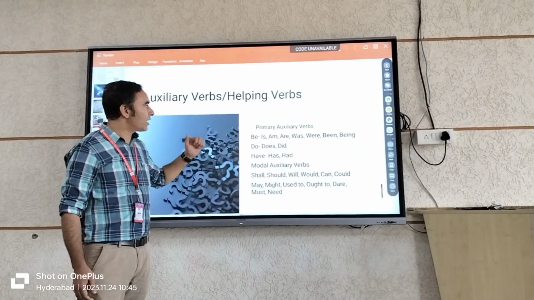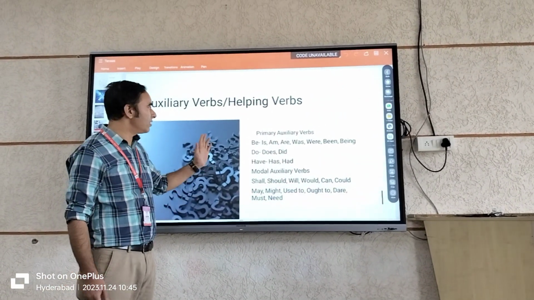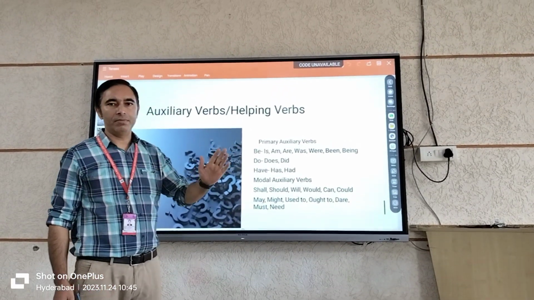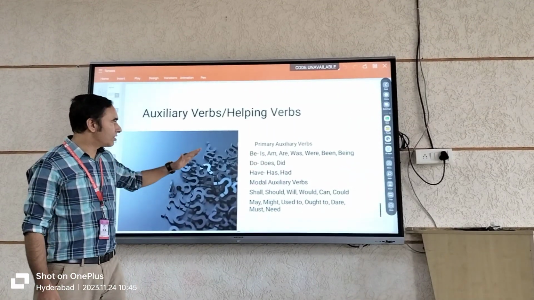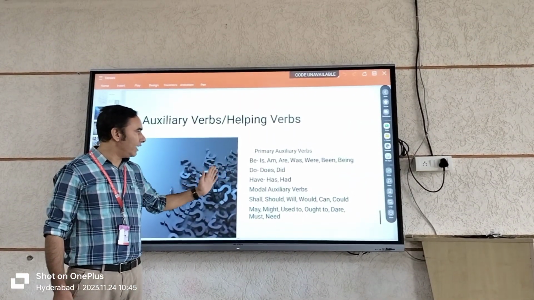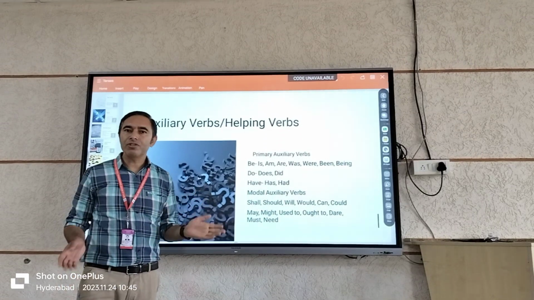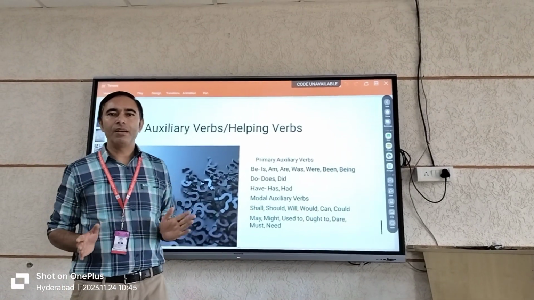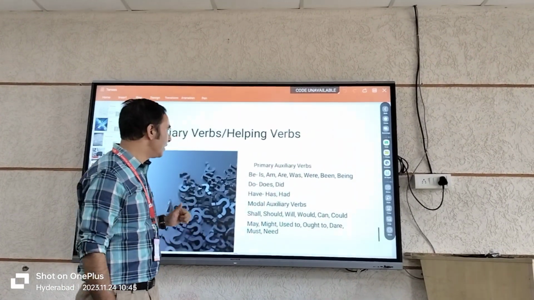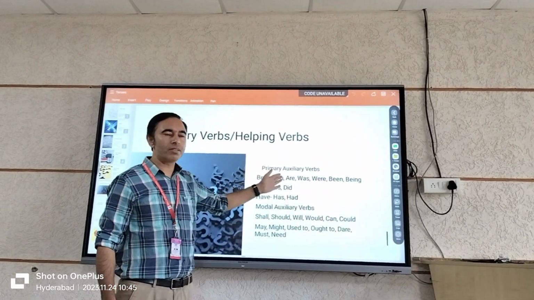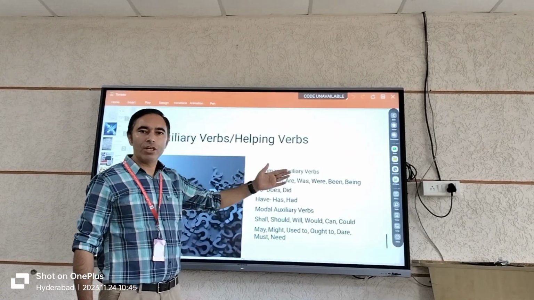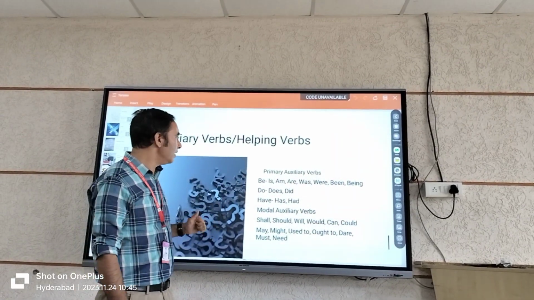So there are two kinds of auxiliary verbs. First is primary auxiliary verb. And when we talk of primary auxiliary verb, there are three. First is be, second is do, and third is have. And we also have different forms of these three primary auxiliary verbs. Like when we talk of be, we have its forms like is, am, are, was, were, been, being. So these are the different forms of be.